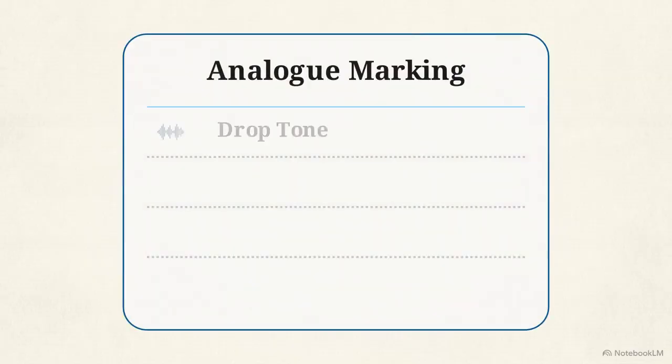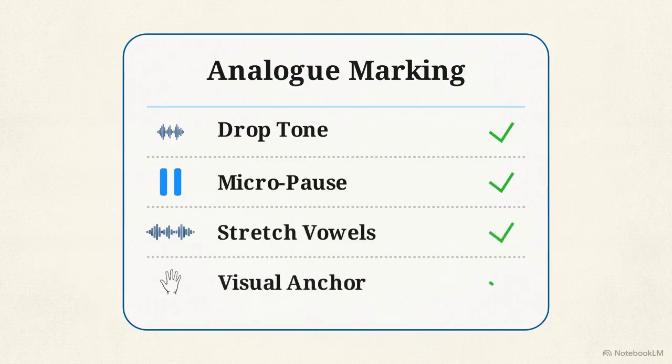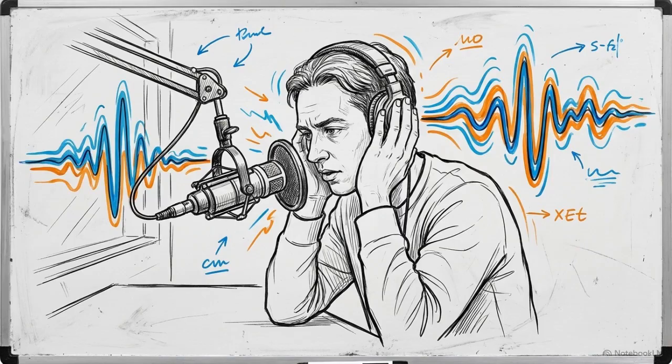You can drop your tone slightly, add a brief pause before the command, or stretch the vowels of the key words. You can also use a visual anchor, like a subtle hand gesture timed with the command words for extra emphasis. Practice reading your second sentence out loud. Try dropping your tone or adding a micropause on the command words until it sounds natural.